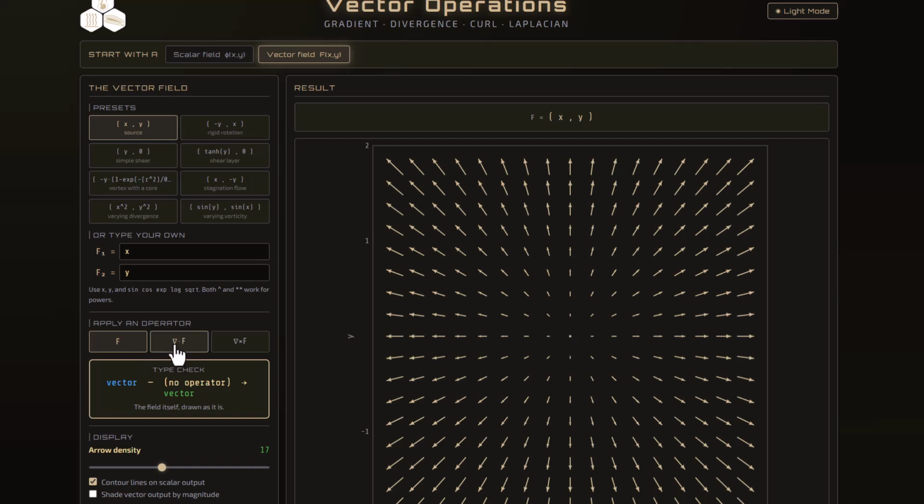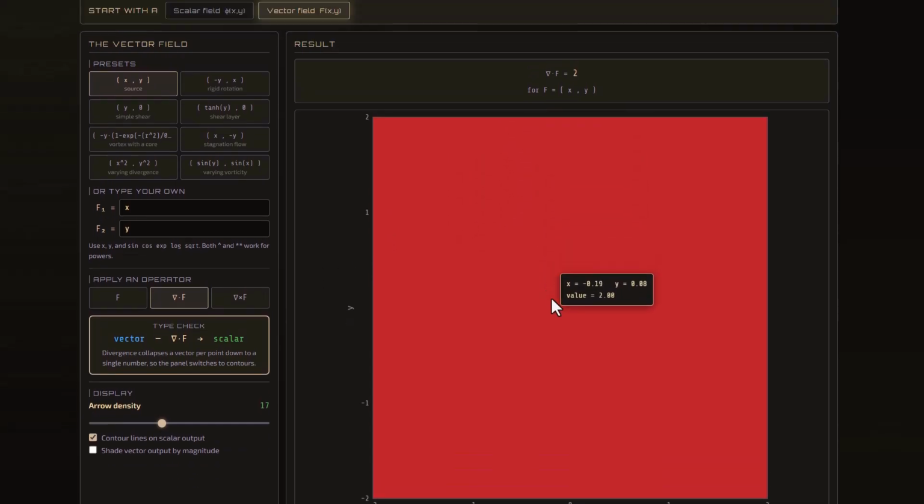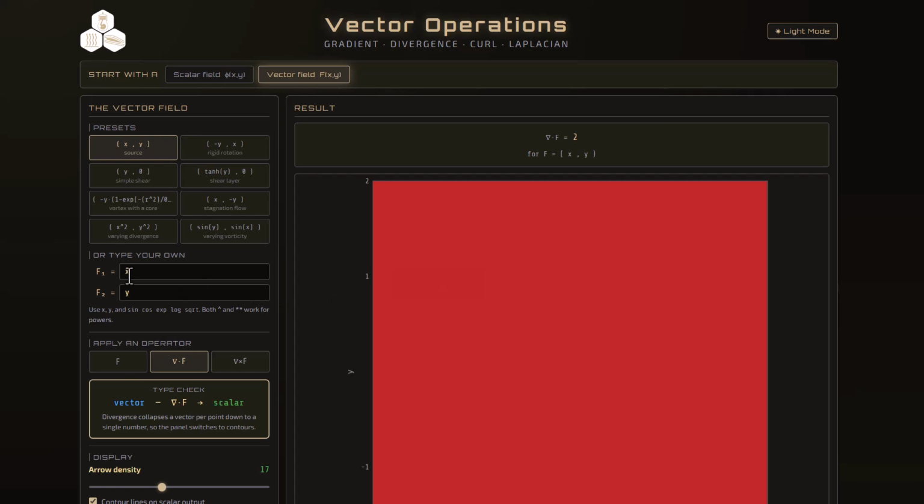Now let's go ahead and take the divergence of this field. And I notice that it's 2 everywhere. So let's go ahead and think about this. If we take the partial of f1 with respect to x, I get 1. And the partial of f2 with respect to y, I get a value of 1. I can see that by inspection of our two vector components. And adding those together, I get 2 everywhere.